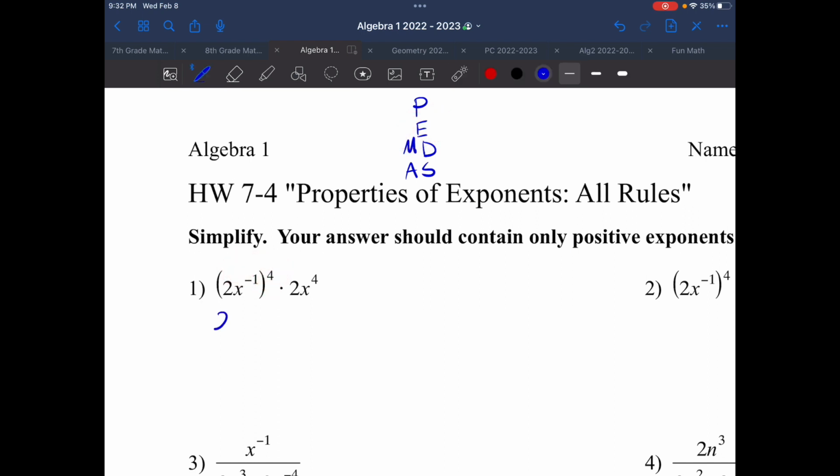So this is now going to be 2 to the power of 4, x to the power of, okay, and I'm going to skip a step here, but I'm going to say it out loud. I have a -1 to the power of 4. So it's a power to a power. That means I'm multiplying. -1 times 4 is -4. And then I'm going to rewrite times 2x to the power of 4. So from here, I'm going to multiply the 2, I guess I'll do 2 to the power of 4.